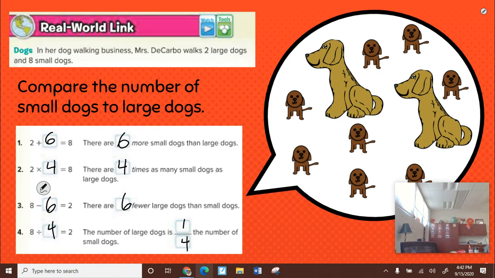So you should be able to see here that we can fill in these math problems on the left-hand side, but then we can use those math problems to compare different things. In this case, we are comparing small dogs to large dogs, but you can compare a lot of different things here. Moving on here.